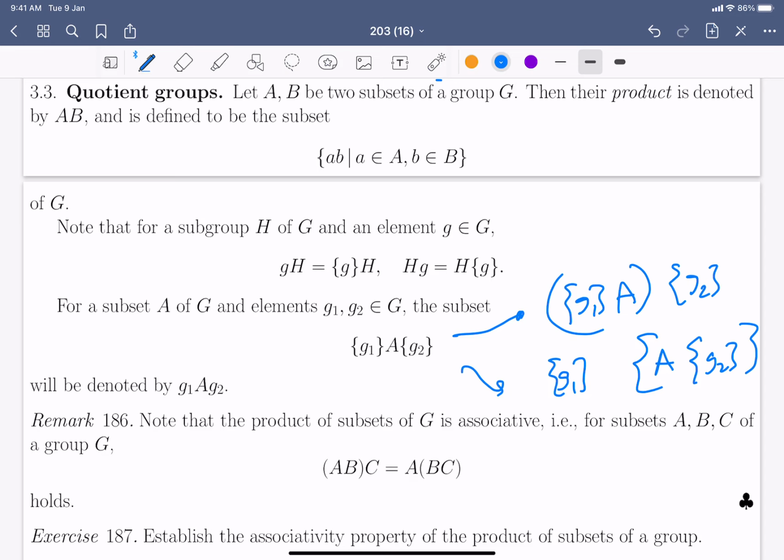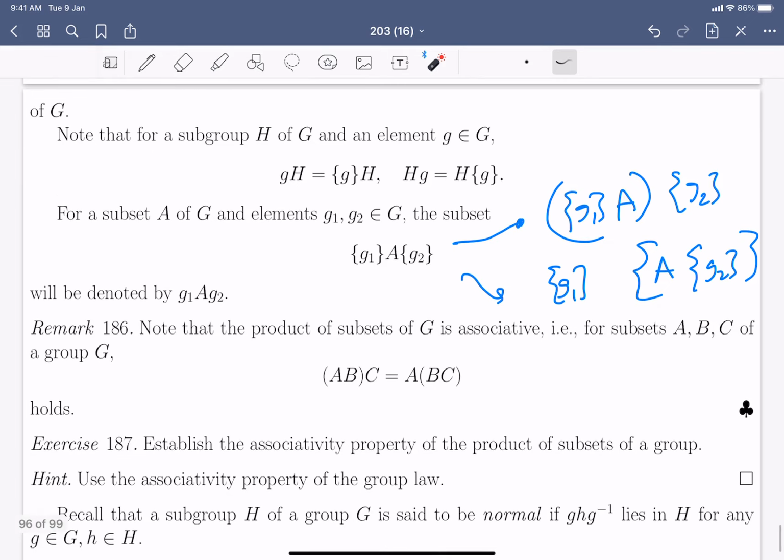As you see, there is a little bit of room for confusion, but in fact such a confusion doesn't arise. It follows from the fact that the composition law of a group G is associative. And in fact we have this equality in greater generality. If you start with three subsets A, B, C of a group G, then it follows that the product of A and B, and then the product with C, is the same as the product of A with the product of B and C.